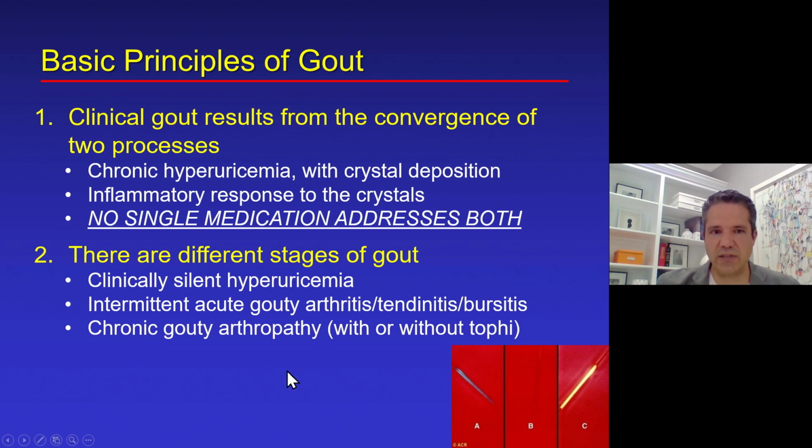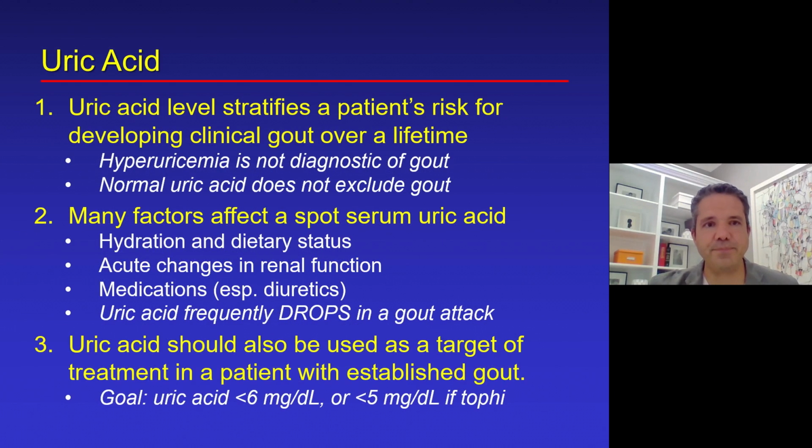Second principle is that there are different stages of gout. Silent hyperuricemia exists very commonly, especially in the United States, and probably exists in some of our individuals taking this course. It is not necessarily a disease state. It is associated with some health conditions, but itself is not diagnostic of gout. Then patients can enter a phase where they have intermittent acute attacks of arthritis, tendonitis, bursitis, and then there are more chronic manifestations of gout, including the arthropathy with or without tophi, and sometimes it affects the kidney and other organs too.